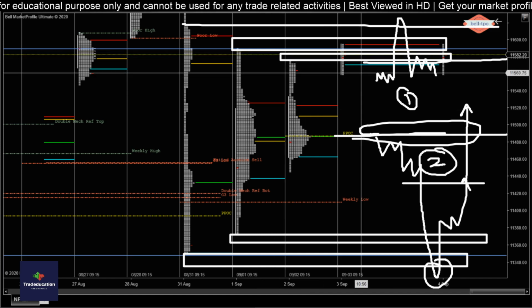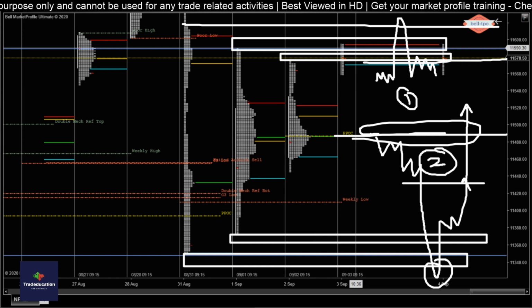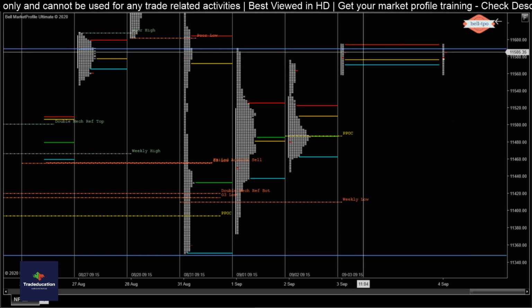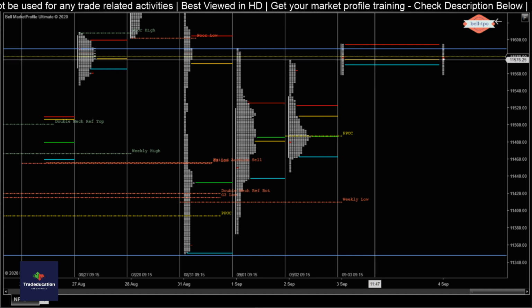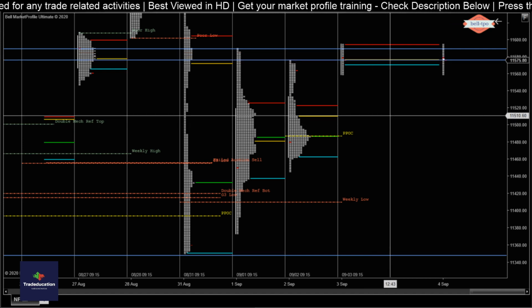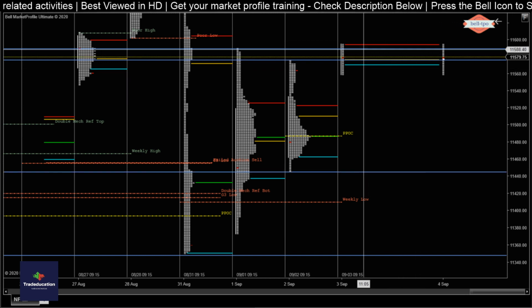Okay, so the auction opened, and it tagged the first and the second. So it basically tagged the stop losses. So this was one reference point, this is the second reference point. Okay, this is the third reference point. So basically the stops have been tagged.